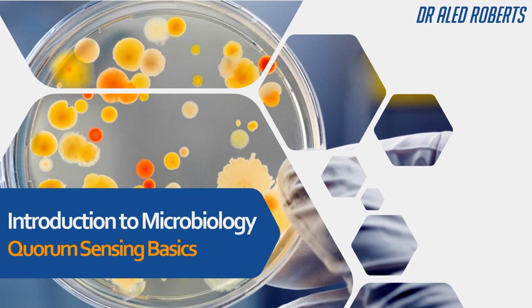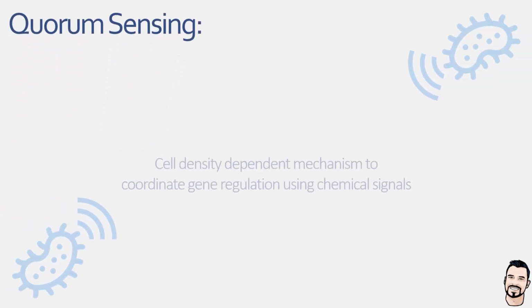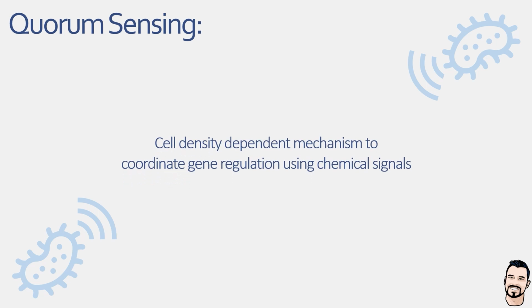I'm Dr. Aled Roberts, and in this video we're going to look at the basics of quorum sensing in bacterial cells. And so one of the first questions we need to ask ourselves is what actually is quorum sensing? In very basic terms, it is a way in which cells communicate with one another, much like how we might communicate with one another. However, to be more specific, it's a cell density dependent communication system that allows bacterial cells to synchronize and coordinate gene expression using chemical signals.